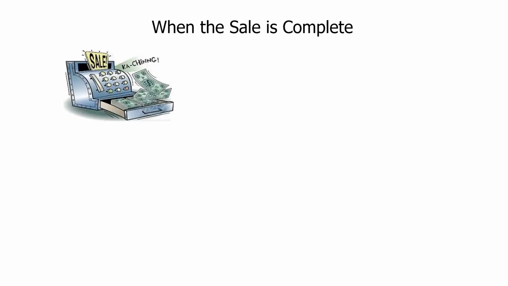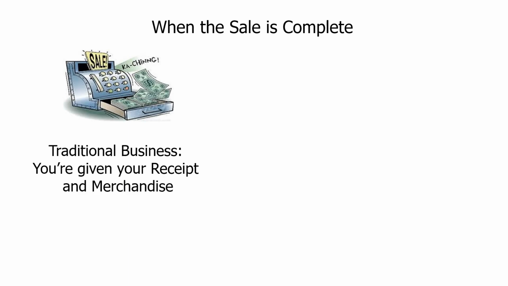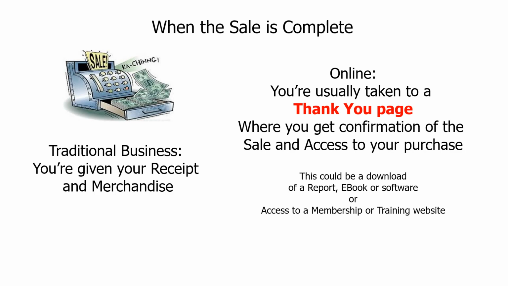And so then it takes us to our next step, which is when the sale is complete, right? This is where the money happens, cha-ching, right? In a traditional business, you're going to be at the cash register, as we pointed out. You're going to be given your receipt, and then you're going to be able to take your merchandise out the door. In an online business, you're taken to what we call a thank you page, or a confirmation page, as I think is a better technical term. But this is where you're going to get confirmation of the sale and access to your purchase.